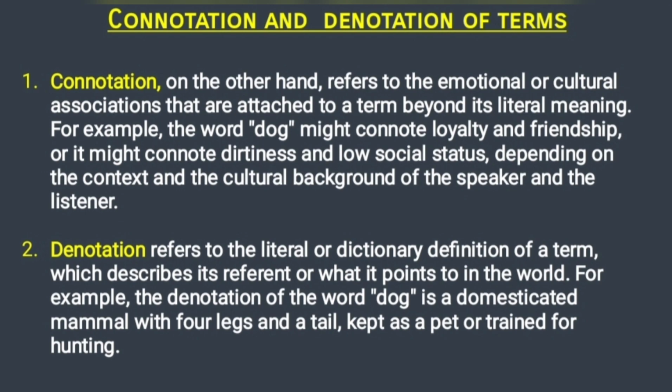Connotation and denotation of terms. 1. Connotation refers to the emotional or cultural associations that are attached to a term beyond its literal meaning. For example, the word dog might connote loyalty and friendship, or it might connote dirtiness and low social status, depending on the context and the cultural background of the speaker and the listener. 2. Denotation refers to the literal or dictionary definition of a term, which describes its referent or what it points to in the world. For example, the denotation of the word dog is a domesticated mammal with 4 legs and a tail, kept as a pet or trained for hunting.